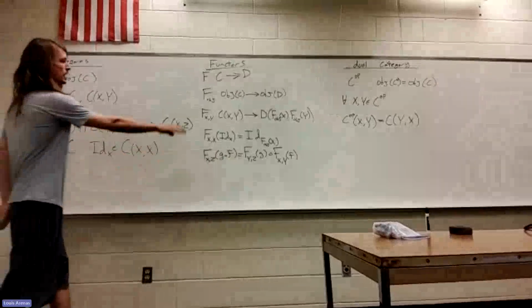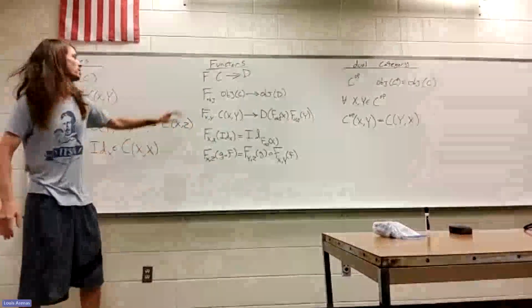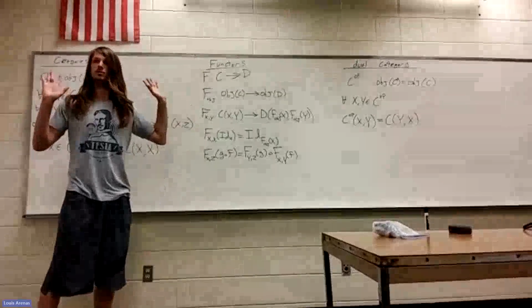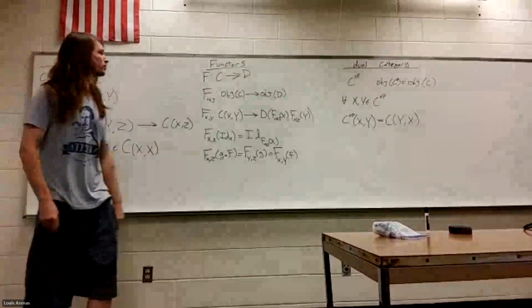And also, I will never write the OBJ and these things ever again once we leave the definition, because I will only ever write the functor name. It will be assumed that you know which part I'm using when I'm applying either an object or a morphism.